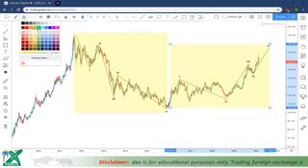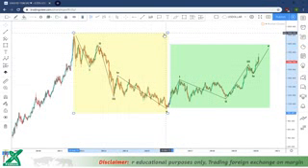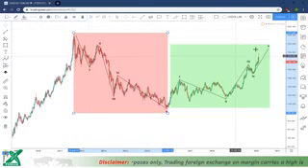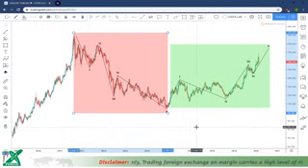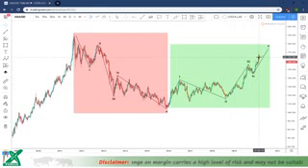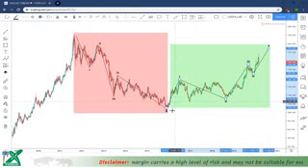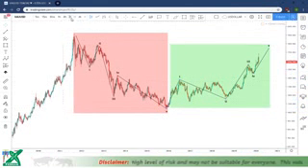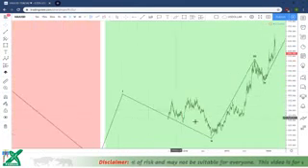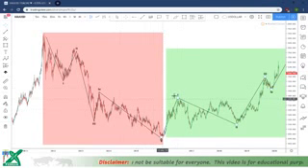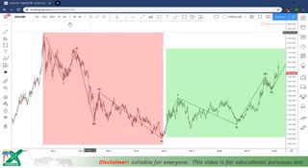So we will color this red, and this will be the green one. So this is an example of a bearish trend, and this is an example of a bullish trend, but these are in a lower time frame, which we can consider as a daily chart. In a daily chart we have a bullish market, in a daily chart we have a bearish market, and here we have a structure change.